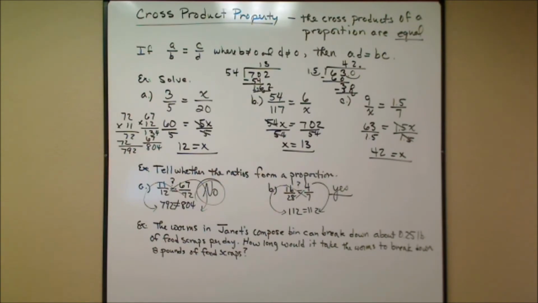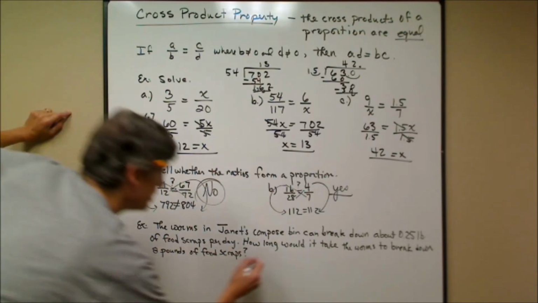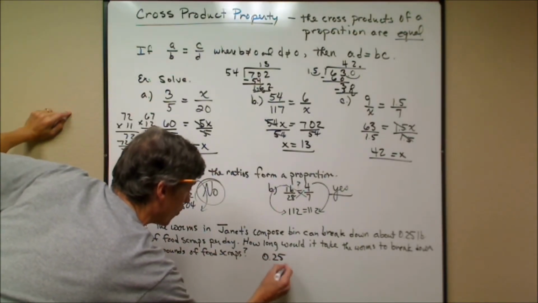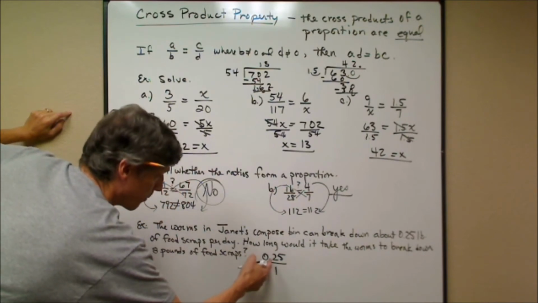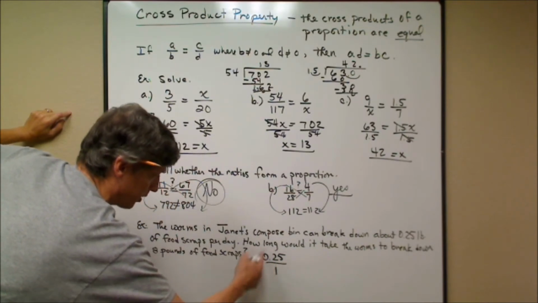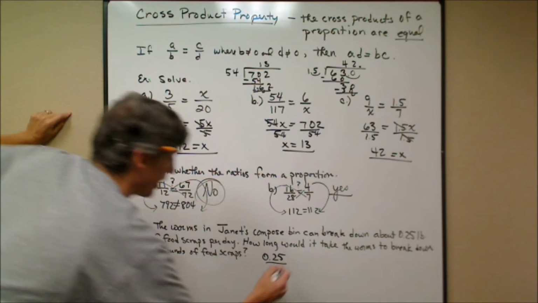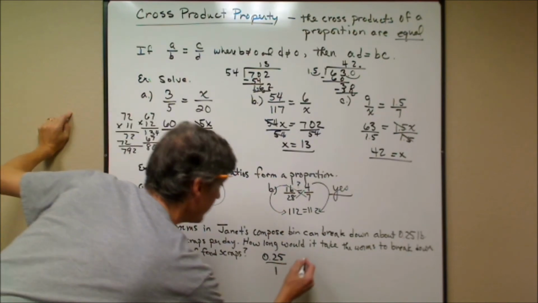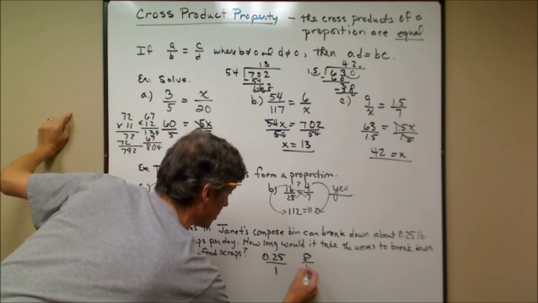Now I have a little story problem here. It says the worms in Janet's compost bin can break down about 0.25 pounds of food scraps per day. How long would it take the worms to break down 8 pounds of food scraps? So what I'm looking at is 0.25 in 1 day. That's the number of pounds of food scraps, and that's the time. This is a rate, right? And then over here, 8 pounds in how many days? So let's call it x.